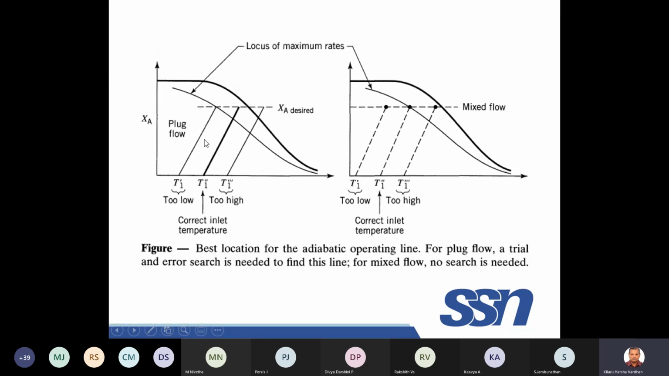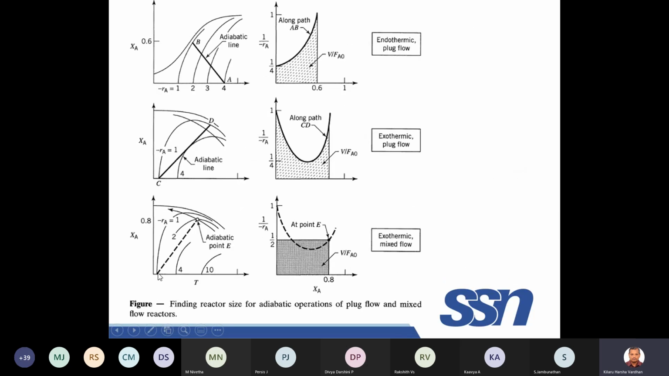Right. Now, what is this? This is XA versus T. How are you going to fix this point, this fellow? From where do you have to start? That again is very tricky. It's not that easy. For a PFR, you have to go for a lot of trial and error.